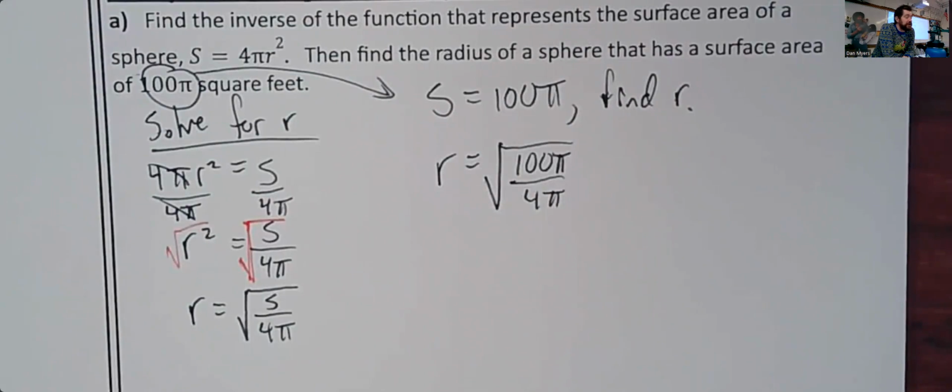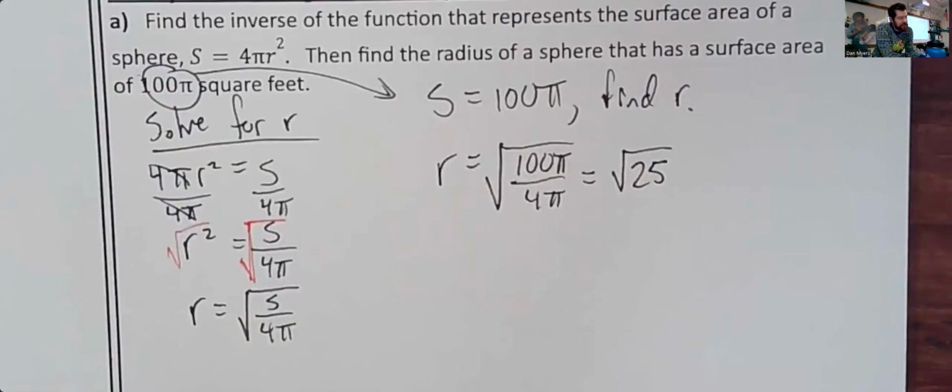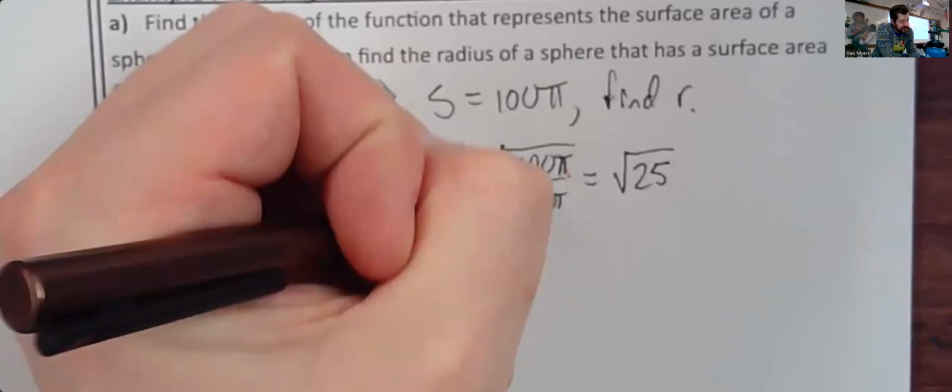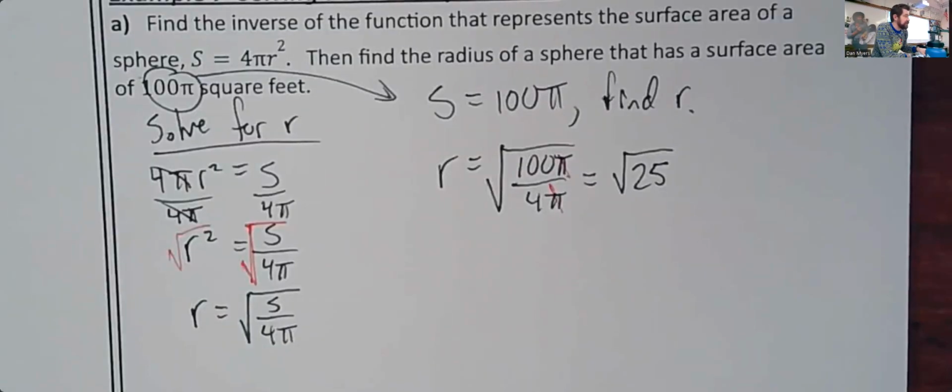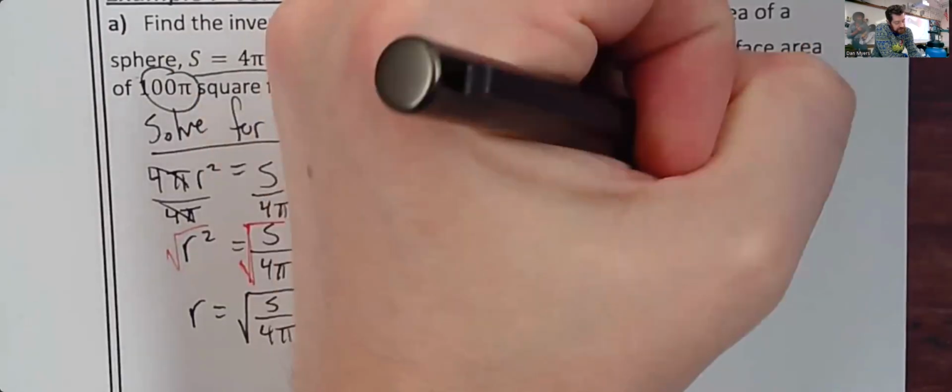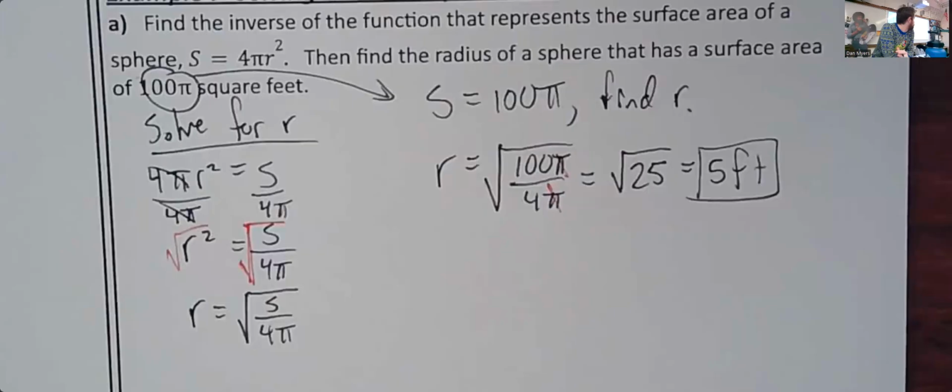What's 100 divided by 4? 25. So that's going to be equal to the square root of 25. What's pi divided by pi? 1. So the pi's cancel out. So what's the radius? 5, yeah. And we're looking at feet. So radius equals 5 feet. And that's it.